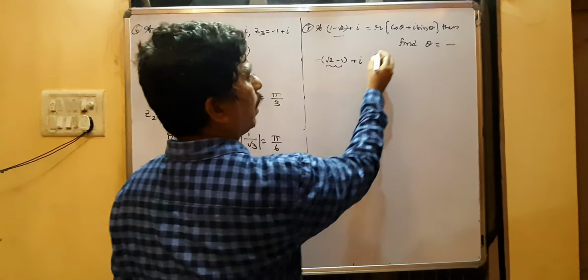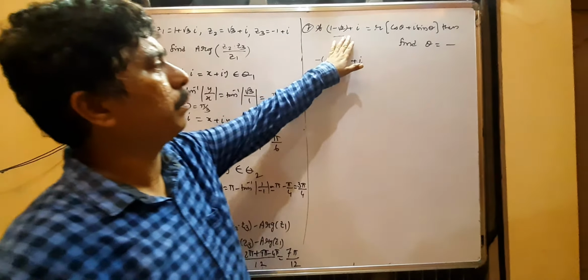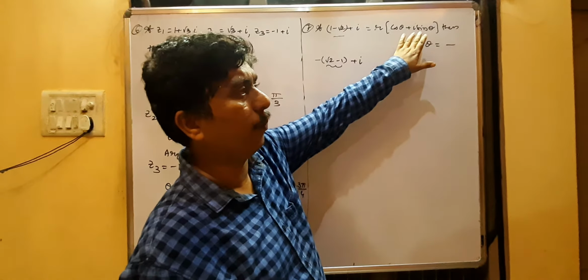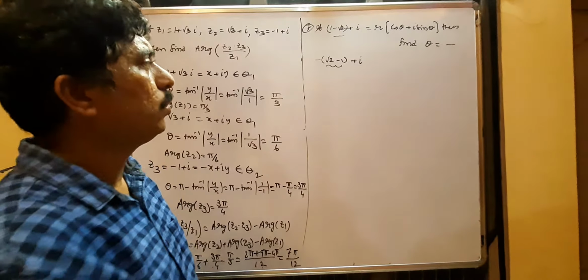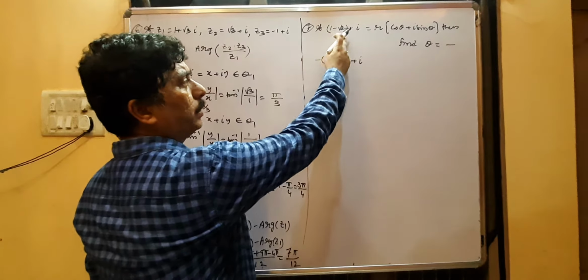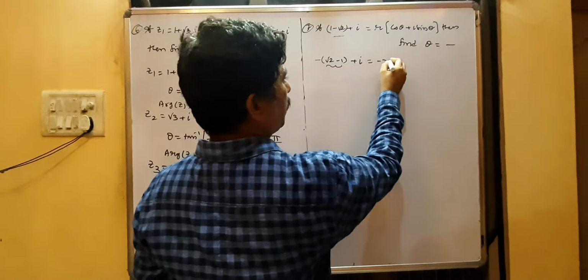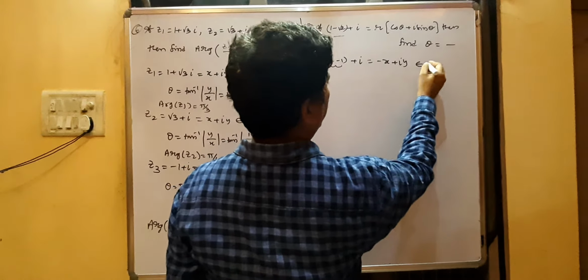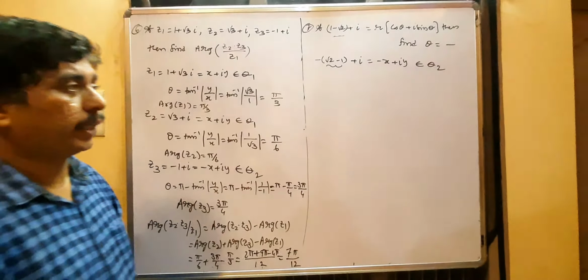They are asking to write this complex number in polar form. They are asking for theta, which means you have to find the amplitude. Root 2 is bigger compared to 1. So from this minus common, minus of (root 2 minus 1 plus i), this is of the form minus x plus iy, which obviously belongs to the second quadrant.